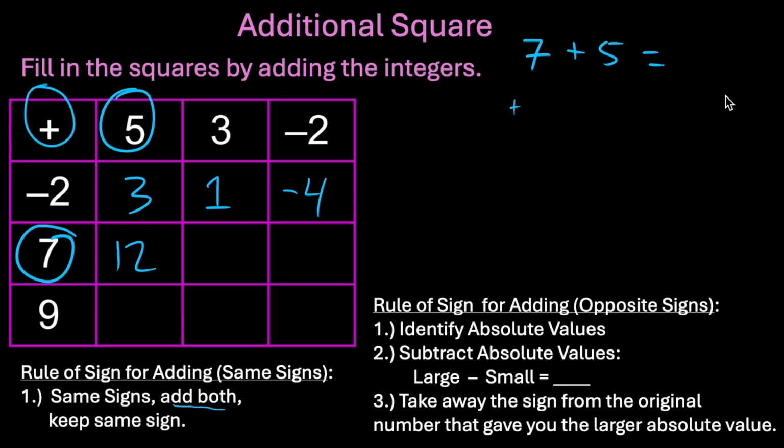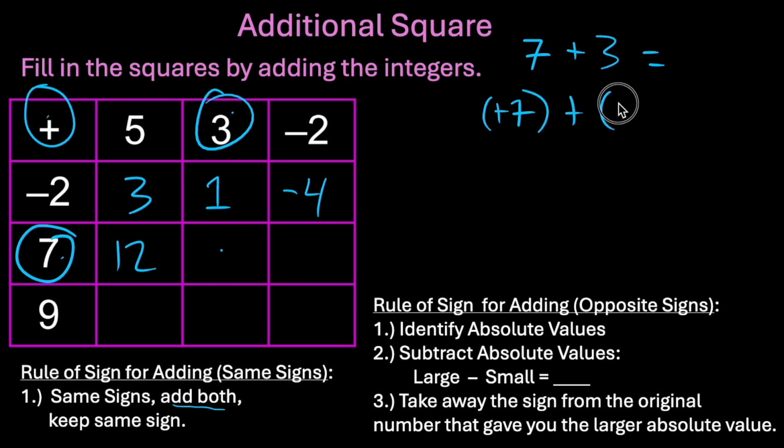Erase all this. Okay. 7 plus 3. We're here now. 7 plus 3. So let's go ahead and write it like this: +7 plus +3 equals.